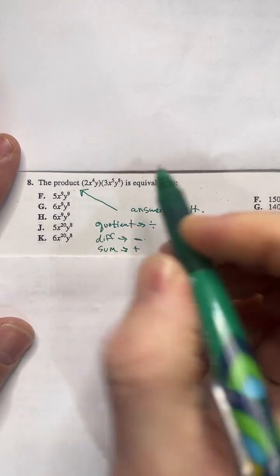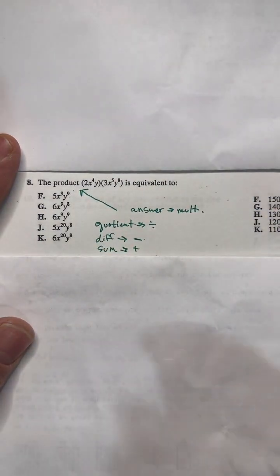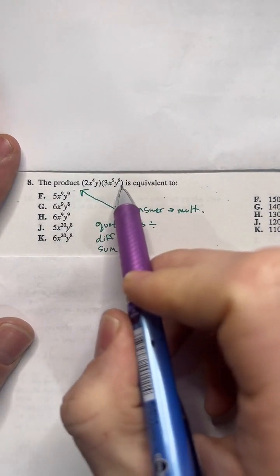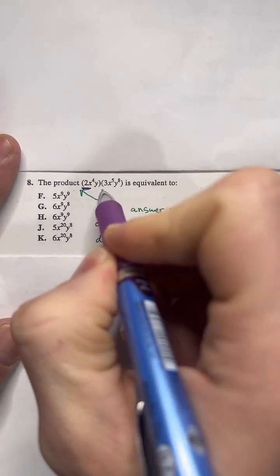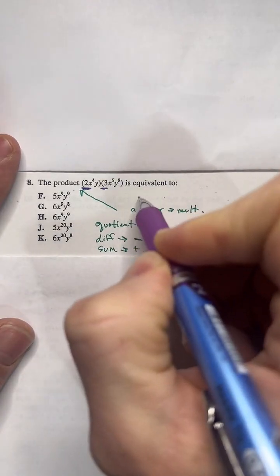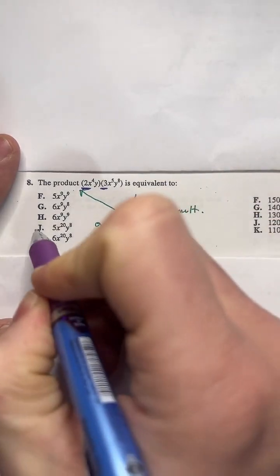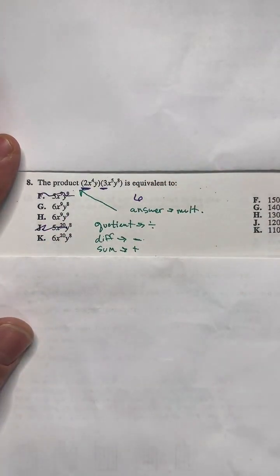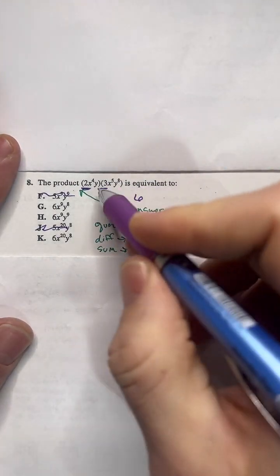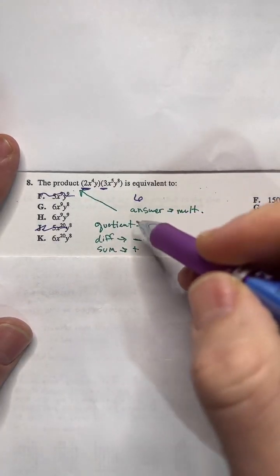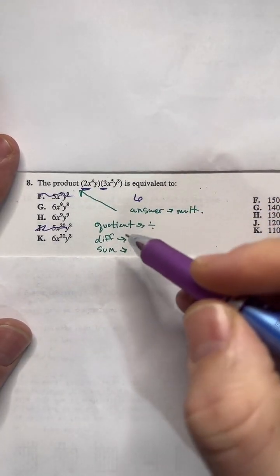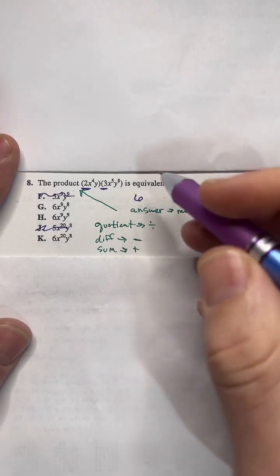I've got 2x to the 4th, y to the first, 3x to the 5th, y to the 8th. What is the product? Here's what we're going to do. Multiply just the numbers. So we're definitely going to get 6. So that's going to eliminate J and F. All right. So let's kind of rewrite this. We have x to the 4th and then x to the 5th. The number one question is, do you multiply those or do you add them?